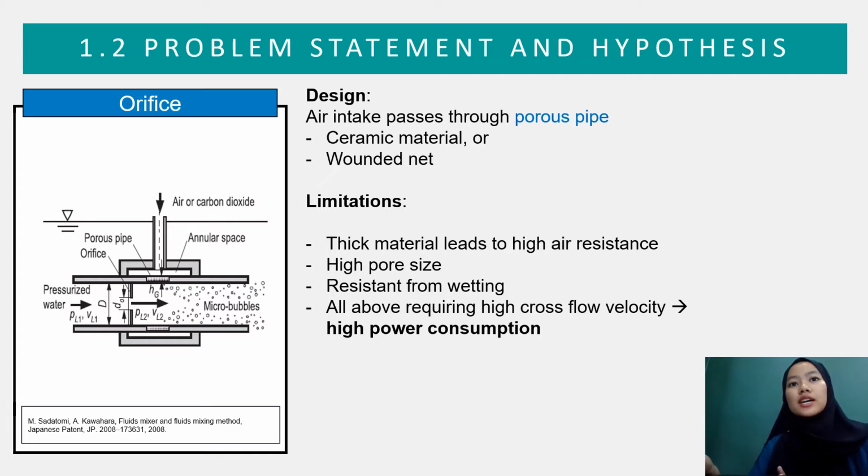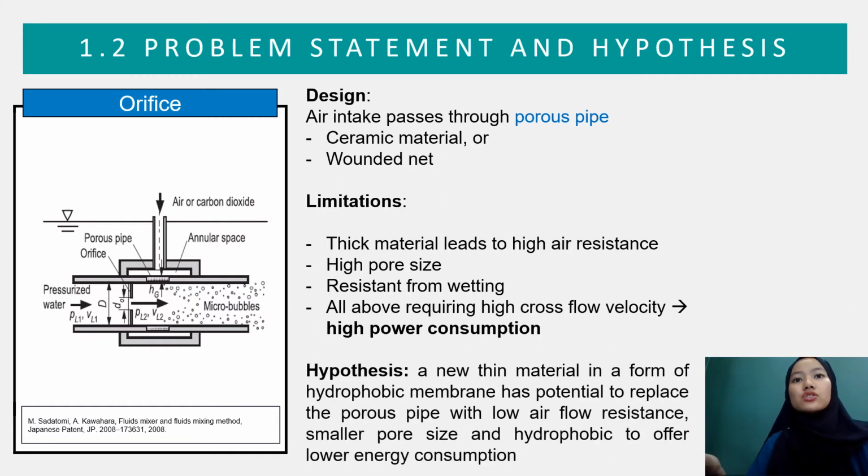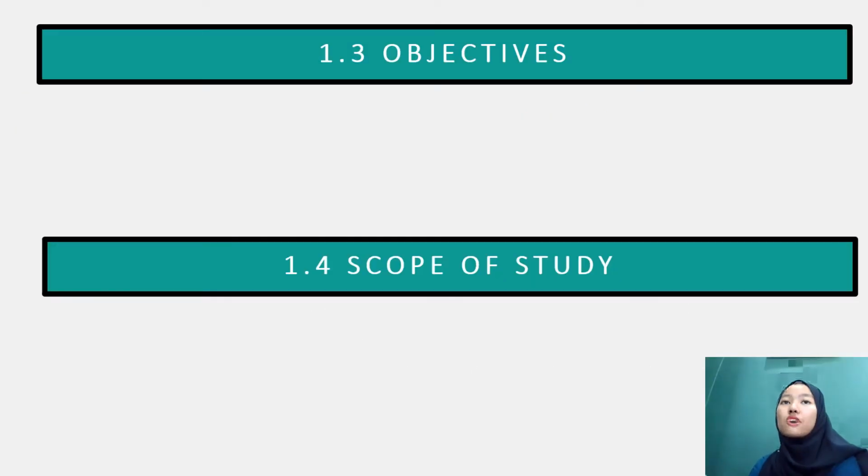Also, the high pore size and the resistance from the wetting all require high power consumption. So what we have tried to conclude is that a new thin material in the form of a hydrophobic membrane, in this experiment a PTFE membrane, has the potential to replace the porous pipe with low airflow resistance, smaller pore size, and hydrophobicity to offer lower energy consumption. Alright, so now moving on to 1.3, which is the objective.